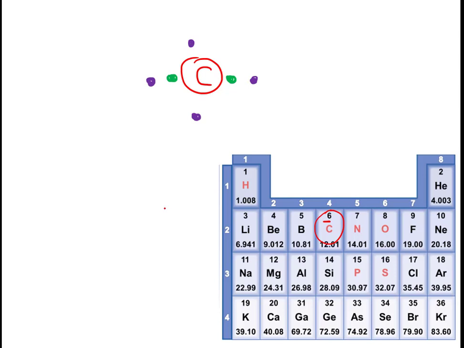So tell me, is carbon happy right now? The answer is no. Carbon is sad. It's crying. And it's sad because it doesn't have that full stable octet. Carbon needs 4 more electrons in order to have that full outer valence shell. So what can carbon do?